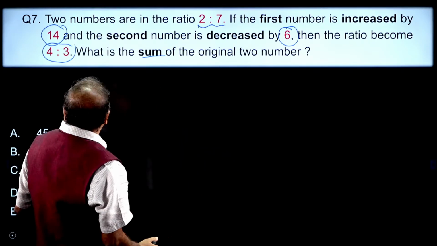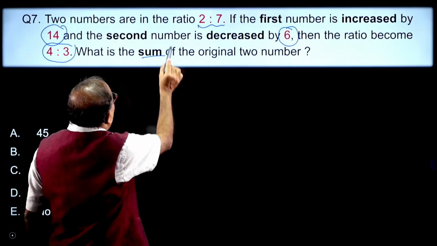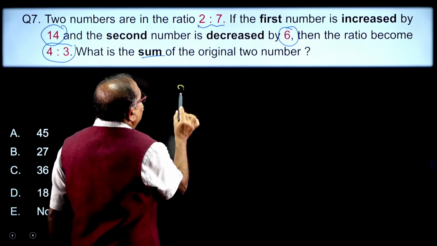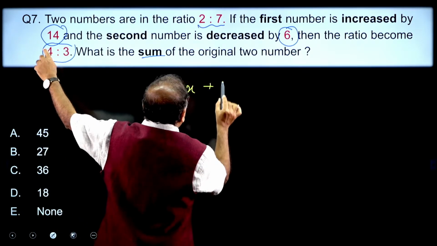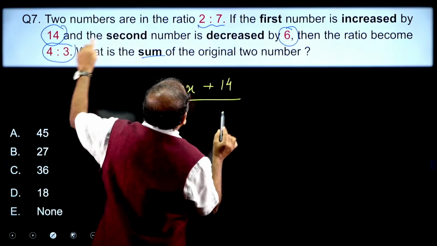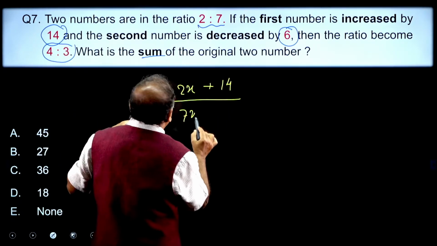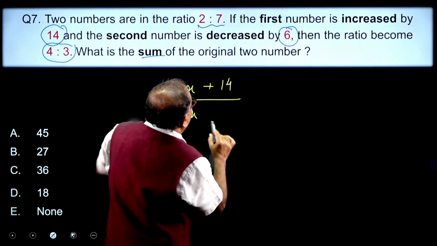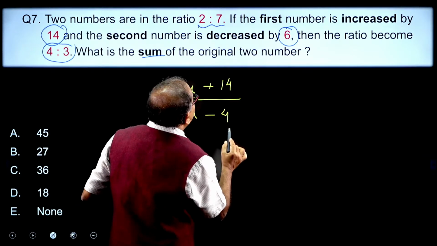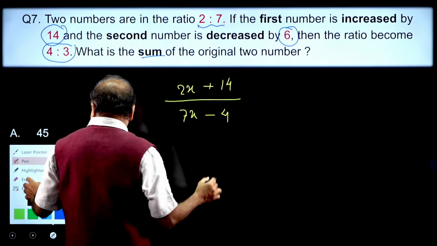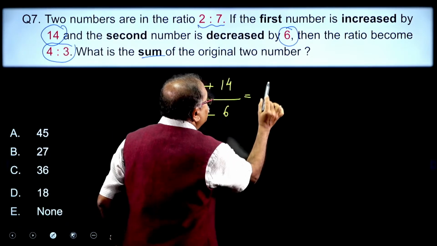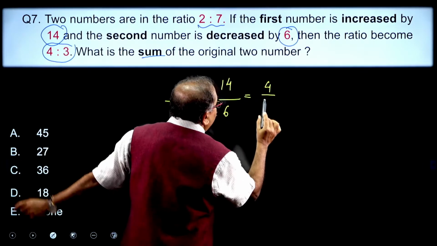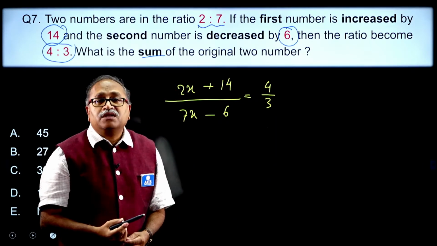Now, working on question number 7, we simply know that this is a very common approach. This is 2x plus how much is increased? 14, and this is 7x. It is a very common question. I am not getting into a detailed explanation of this. Decreased by 6. Okay. When it is decreased by 6, the ratio becomes 4:3. By solving this, I will get the x value.